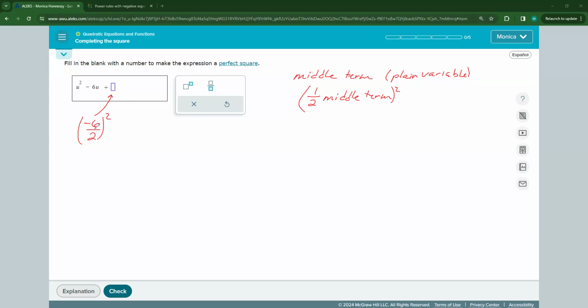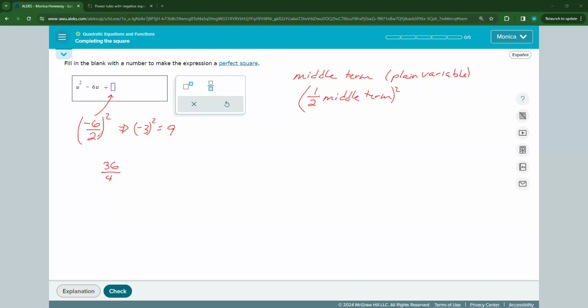And if I think about this, they want you to simplify it. So -6 times -6 is 36. And 2 times 2 is 4. This actually reduces, or I could have reduced it here. So I could have said that this is the same thing as -3 squared, which is just 9. And that's going to go in there.